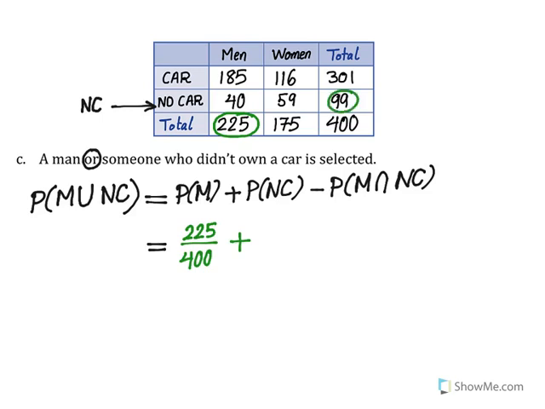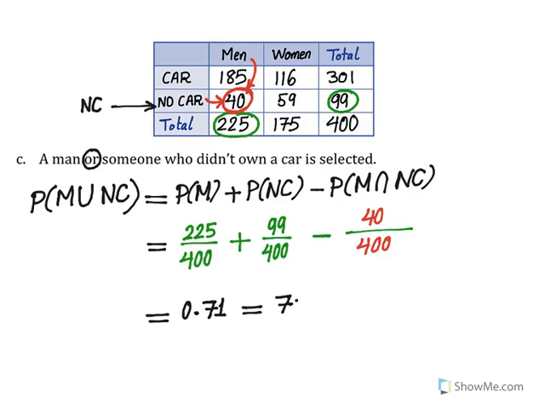plus people who don't have cars, how many? We have 99 people, so plus 99 out of those 400, minus how many men don't own a car? Men and no car will be this one here. This is men and no car. So minus 40 out of, again, 400. And so if you do the arithmetic on your calculator, this will turn out to be 0.71, which as a percentage is 71%.